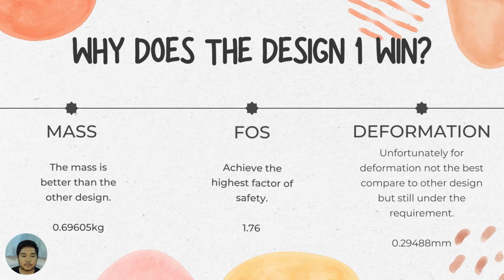Why does design number 1 win? As we can see, for the mass, the bracket has 0.696 kilogram, which is below 0.8 kilogram. For the factor of safety, the value is 1.7, which is above the requirement of 1.5.